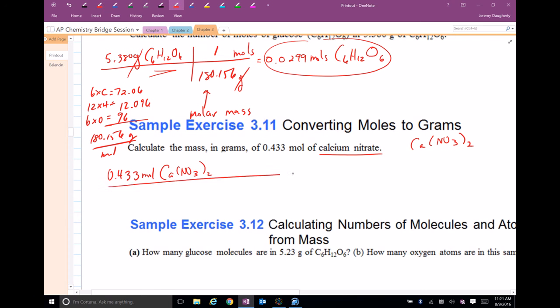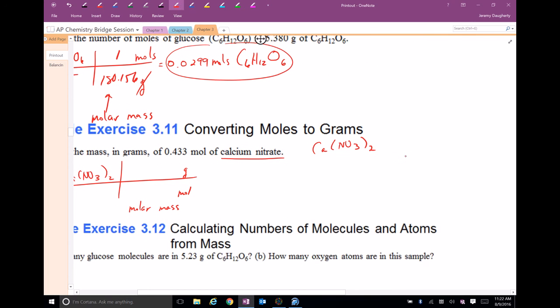I want to get rid of the word mole. I want to replace it with grams. Grams over moles or moles over grams, you're talking about molar mass. So again, this is molar mass here, and it's the molar mass in this case of calcium nitrate. So I'll go ahead and get that over here.